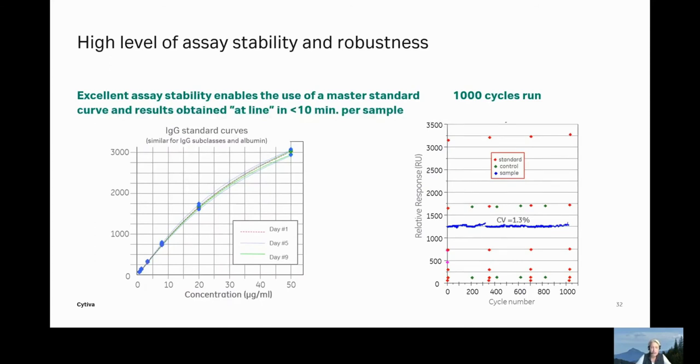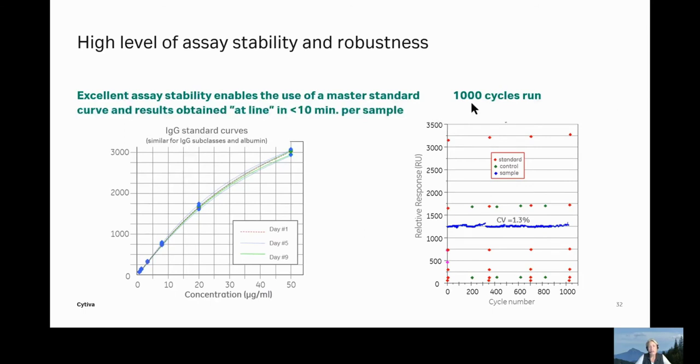For very stable assays, like the total IgG concentration determined here, the detectors show a high level of assay stability and robustness. So as you see here, this is total IgG determination, and these are the standard curves over the run of the assay, also measured on different days. So day 1, day 5, and day 9. And you see they're almost overlapping. They're all run on the same surface, and still no activity loss can be observed. Such excellent assay stability enabled the use of a master standard curve, and results for the production could be obtained online in less than 10 minutes per sample.